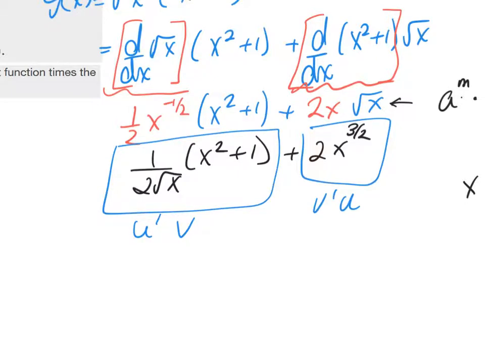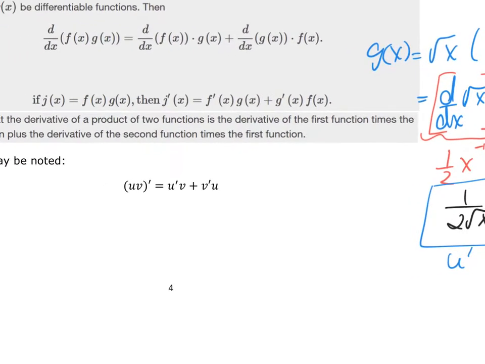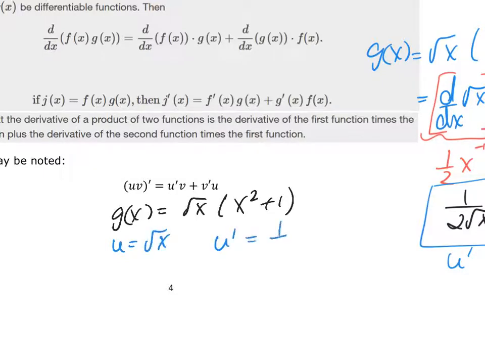So when you're doing the product rule, one of the things that you can do to prevent yourself from getting confused is label what u and v are. So if I come back up to this example, here's what I had: g of x is equal to the square root of x multiplied by x squared plus 1. Take the time to say u is the square root of x. That means u prime is equal to 1/2 x raised to the negative 1/2.